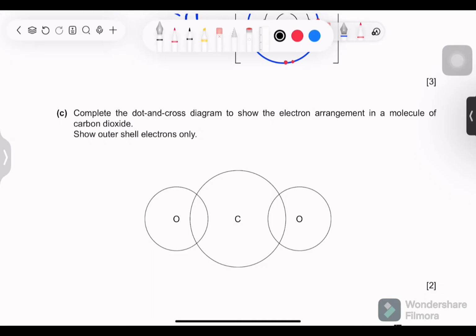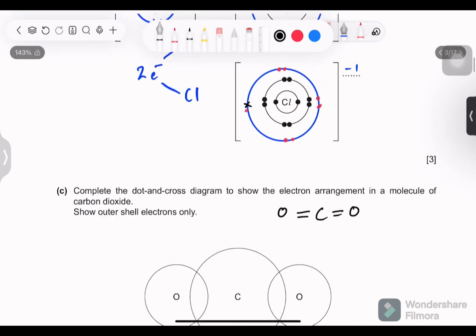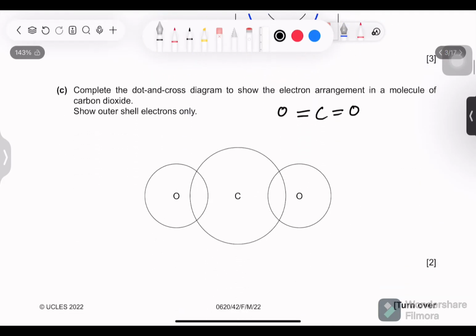Complete the dot and cross diagram to show the electron arrangement in a molecule of carbon dioxide. Carbon dioxide bonds like this because carbon is in group 4, so it needs to share 4 electrons, meaning 2 pairs. It needs to share 2 electron pairs. So 2 over here and 2 over here. Each oxygen, as oxygen is in group 6, also needs a double bond. So two double bonds, which means that the electrons are like this.